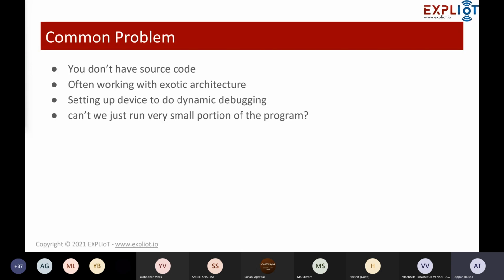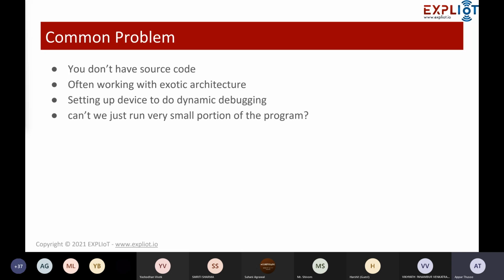Often we come across working with exotic architectures. As I mentioned, you might come across some microprocessor that has a really weird architecture, and even though they're built on top of ARM or x86, surprisingly they'll have some different elements which add ambiguity while working with these firmwares.